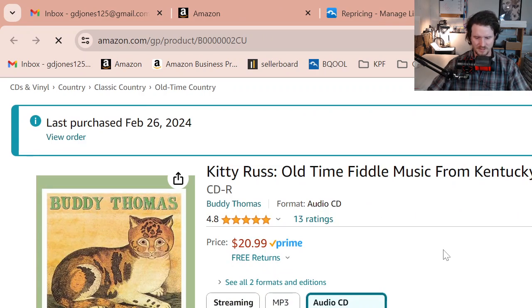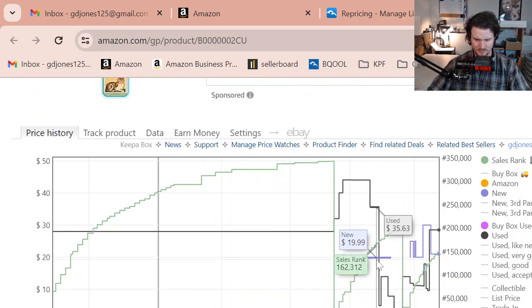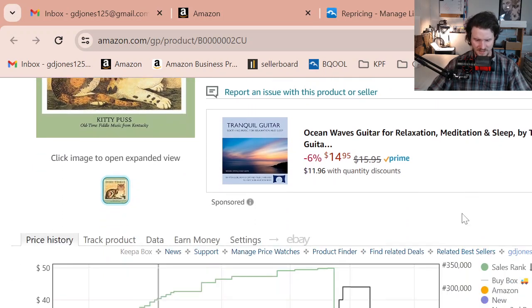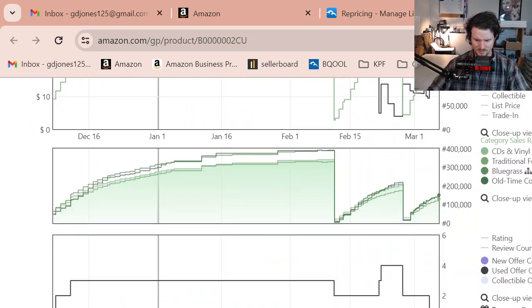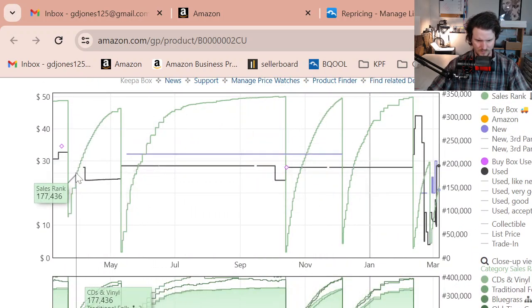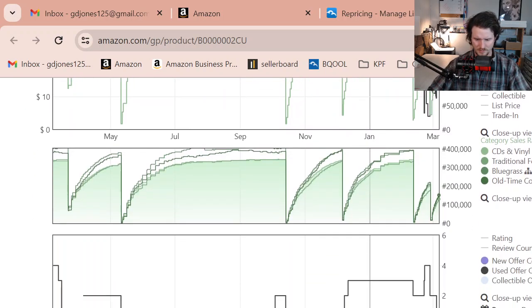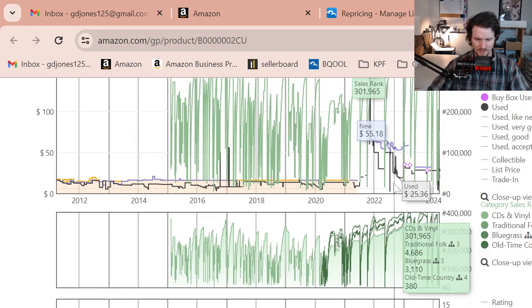Okay, next one. This is a DVD or CD, sorry. Let's see here. So it sold for 28. I got it for $7.98. Let's go back. So 28, 24, 24, 32. I like to go in the middle of everything.